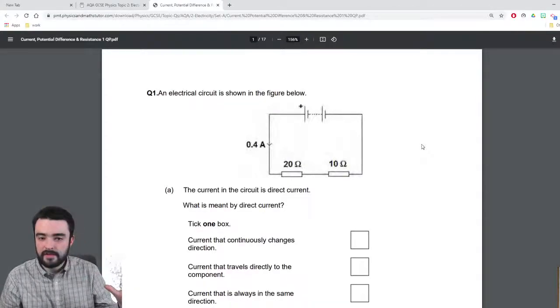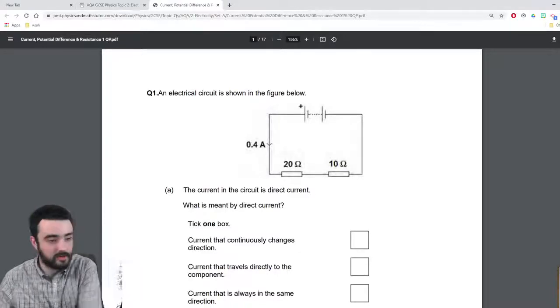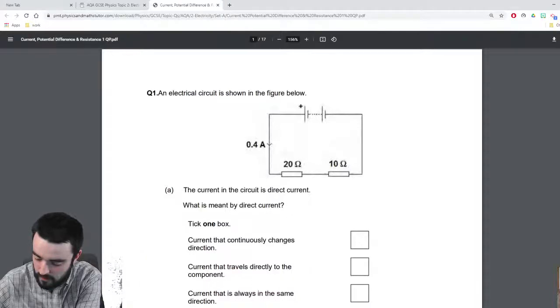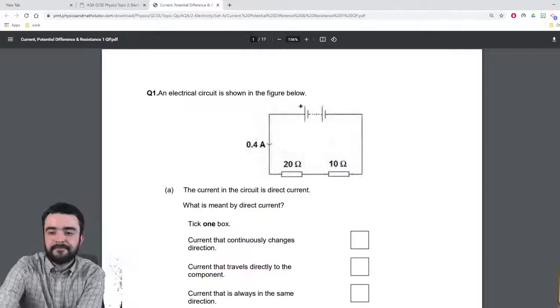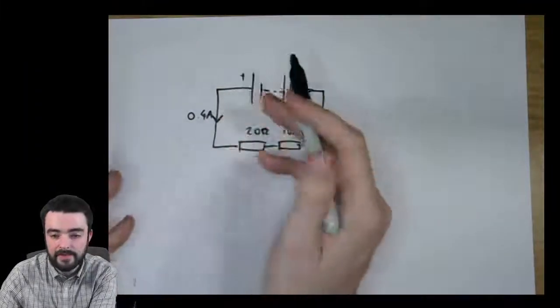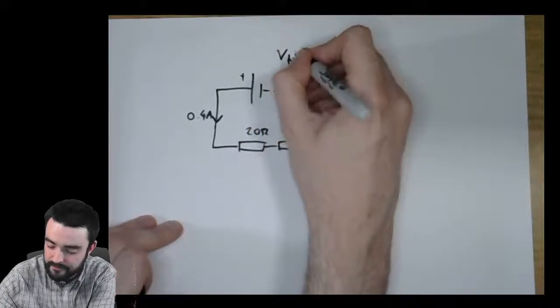Have a quick look at this. I'm going to be going across to there. I'm just going to quickly draw it, and then we'll have a look at it. So we need to find the total supply voltage. We need to find what V total is.